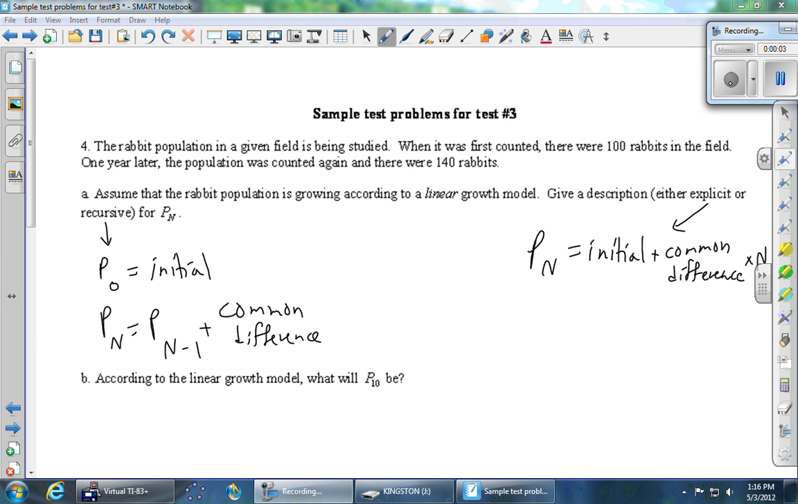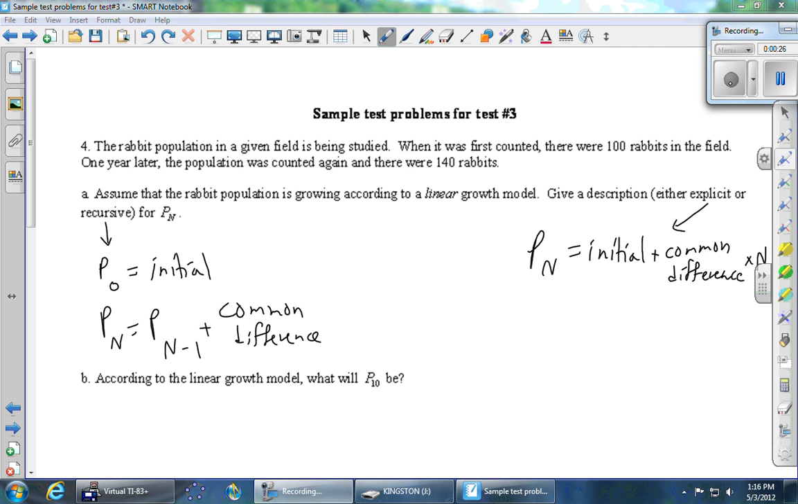This is problem number 4 on the sample test problems for test number 3. The rabbit population in a given field is being studied. When it was first counted, there were 100 rabbits in the field. 1 year later, the population was counted again, and there were 140 rabbits. A, assume that the rabbit population is growing according to a linear growth model. Give a description, either explicit or recursive, for Pn.